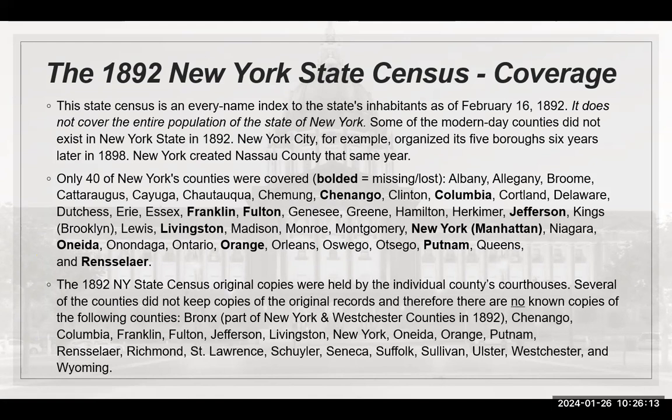The 1892 state census original copies were held by the individual county courthouses. Several of the counties did not keep copies of the original records, and therefore there are no known copies of the following counties, which you can see listed here.